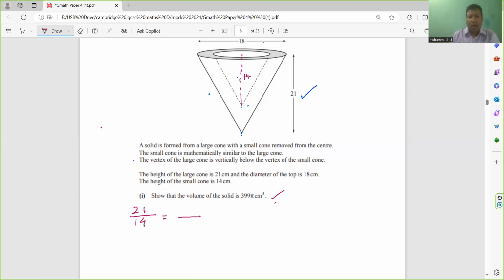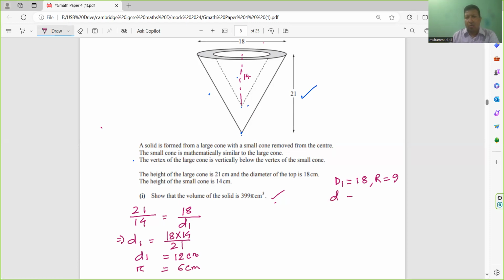So larger cone diameter is 18, smaller cone diameter is d1, we don't know. Here given 18, so r equals 9. After calculation, d1 equals 18 multiplied by 14 divided by 21, we will get 12 centimeter. So diameter of the smaller cone is 12 centimeter, so radius of the smaller cone is 6 centimeter. Here we write smaller d equals 12 centimeter, the smaller r equals 6 centimeter.